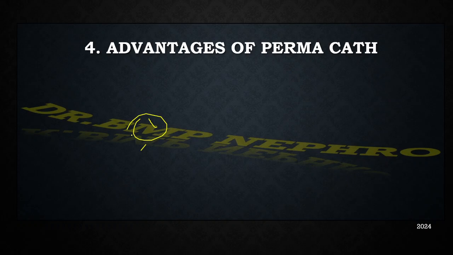The most important advantage is the duration with which it can be kept inside the body. There is no specific time limit. We have seen cases where a permacath was functional for more than 5 years and no need to repeatedly change the catheter. If you place the simple normal hemodialysis catheter, after 6 weeks again there is a risk of infection or you have to change it, and because of the repeated insertion there is a chance of thrombosis.